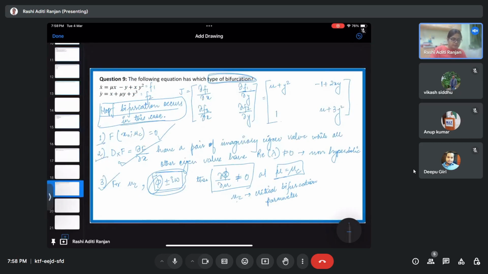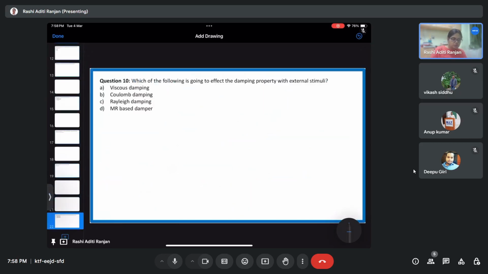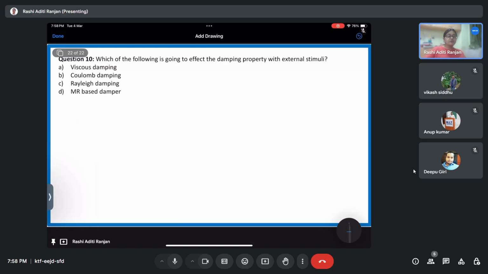Okay, now we'll jump up to the 10th question. Which of the following is going to affect the damping property with external stimuli? So see, in the class also it was discussed that there are different types of damping that can occur in a system, right? There was viscous damping, then Rayleigh damping, and Coulomb damping. Okay.